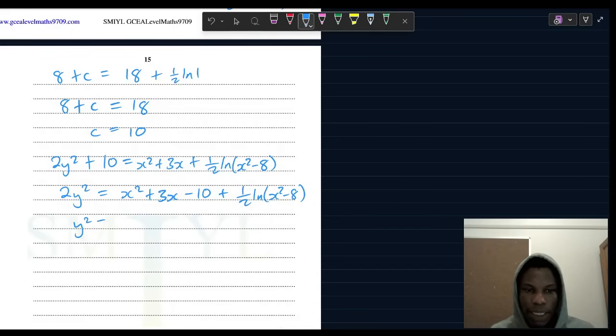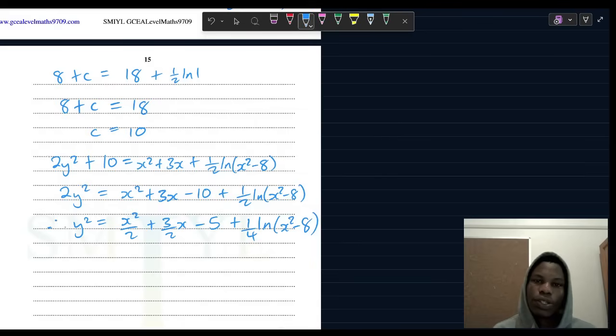So y squared is equal to x squared over 2 plus 3 over 2x minus 10 over 2, which is 5. A half divided by 2, that's a quarter, ln x squared minus 8. And that is the solution to our differential equation.